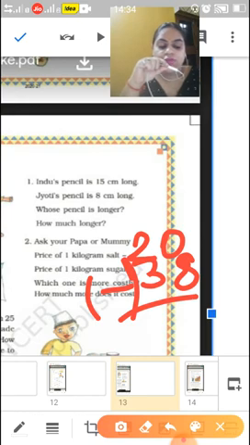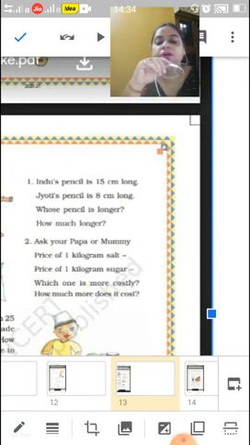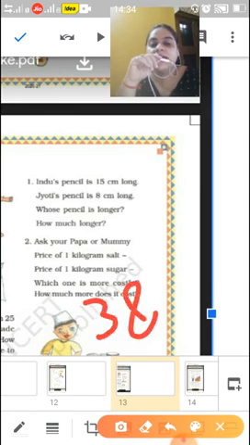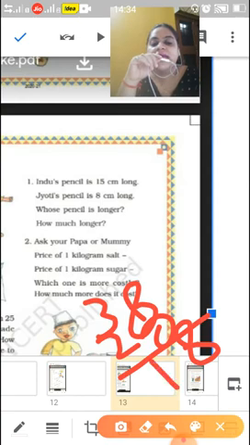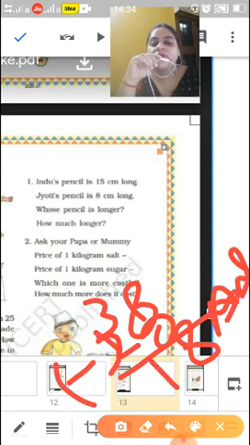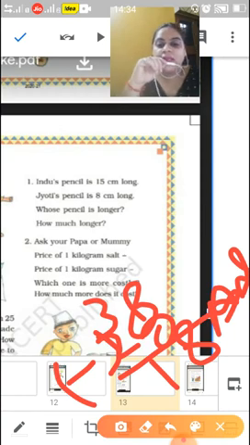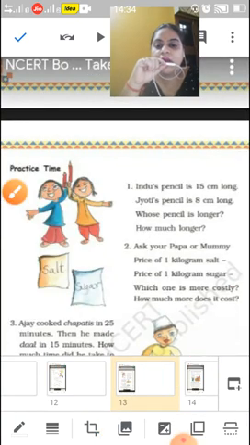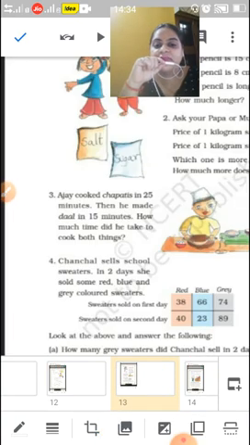Okay. So what you will do? You will do minus. This is 1 kilogram of salt and 1 kilogram of sugar. Okay, you have written. Now under this you will write 38 minus 20. So your answer is 18. Your answer is 18. 18 is more costly, sugar than salt. Okay children. Now come to next.